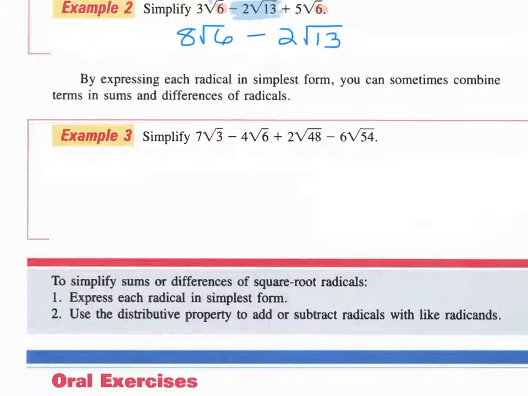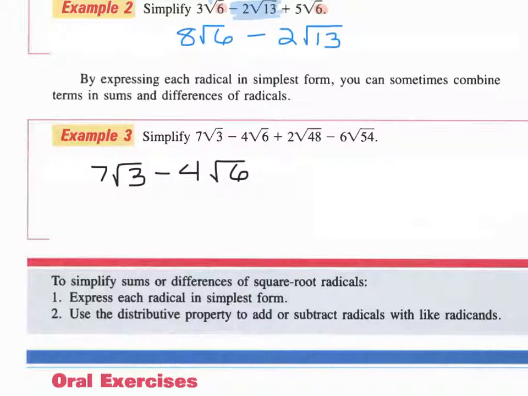So, for example 3, the first one, 7 square root 3, I can't simplify. 3 is prime, I'm going to leave that one alone. Now, the next one, the 4 square root 6, yes, I could factor 6 into 2 times 3, but that doesn't help me. 6 can't be broken down any further. There are no perfect squares in there. So I'm going to rewrite that one also.